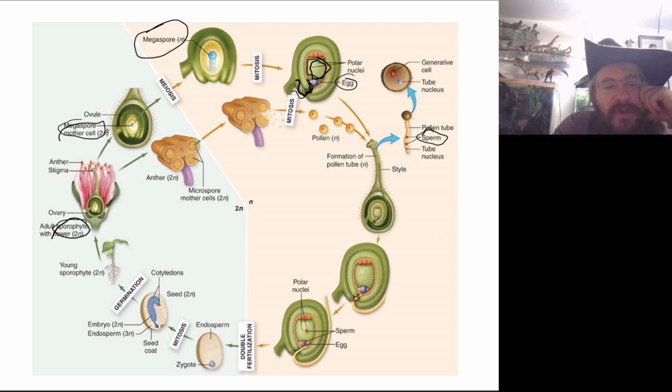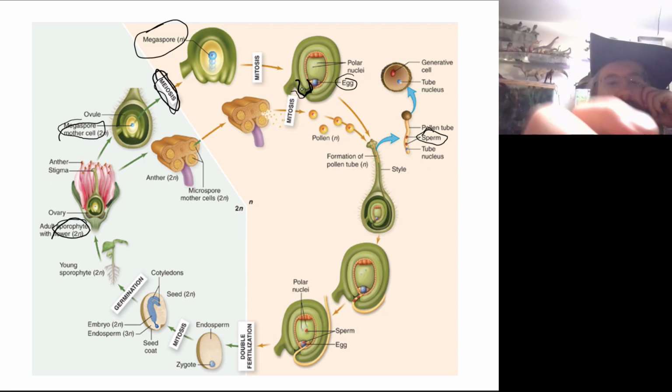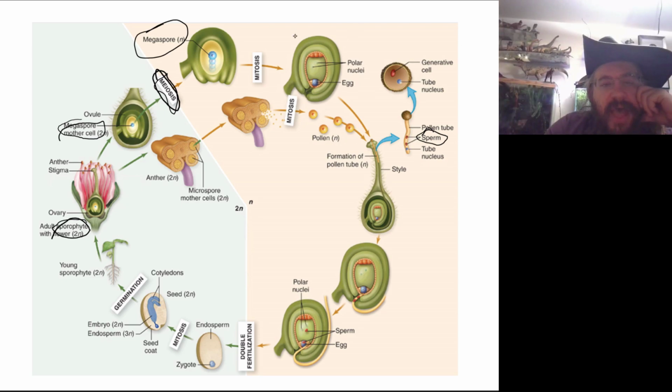And the megaspore mother cell, the megasporocyte, produces the megaspore. Only 1 megaspore survives because it's made by meiosis, and meiosis produces 4 cells. 3 die off, 1 survives. Thunderdome again. And then that spore germinates, and we get our gametophyte tissue, which produces an egg and some other fun stuff.